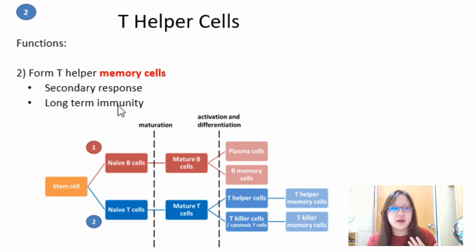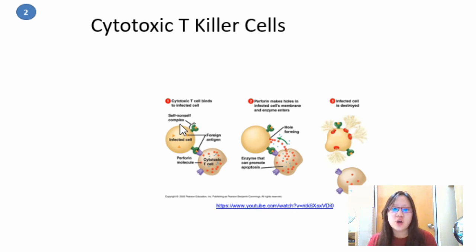Okay, so the second function here of T helper cells though is to form T helper memory cells. And this is also in charge of secondary response and long-term immunity. You don't need to know any more detail of T helper memory cells. Let's talk about cytotoxic T killer cell. Now, as we said just now, it produces toxins, and that's why it's called cytotoxic, toxic to cells.